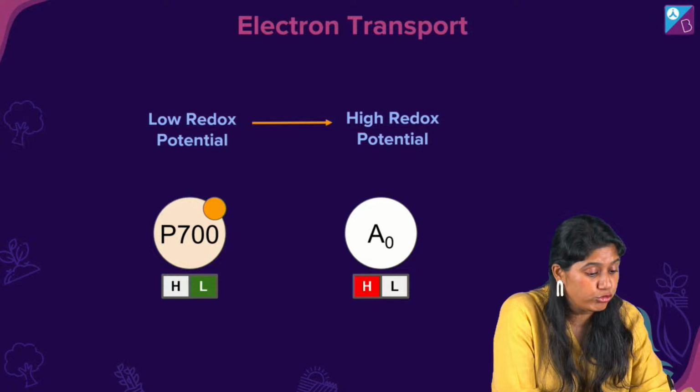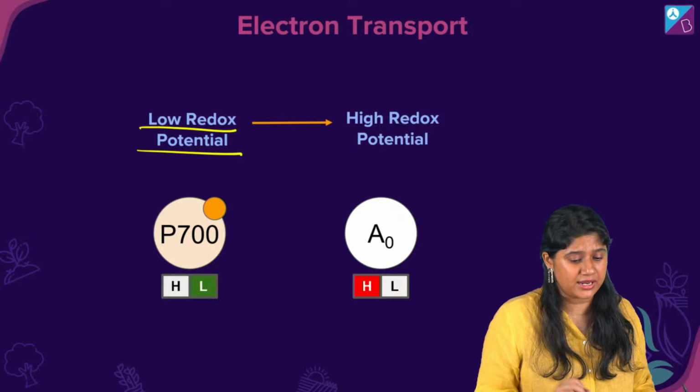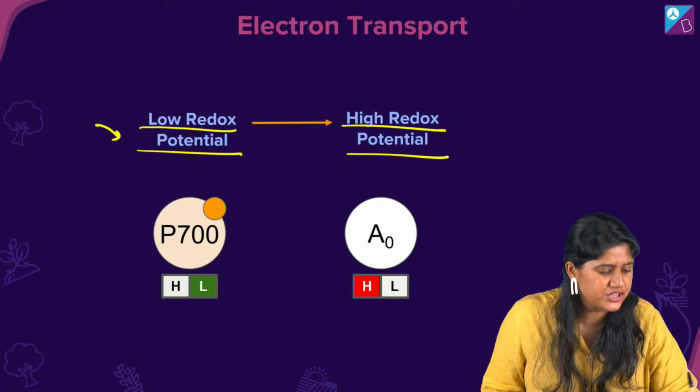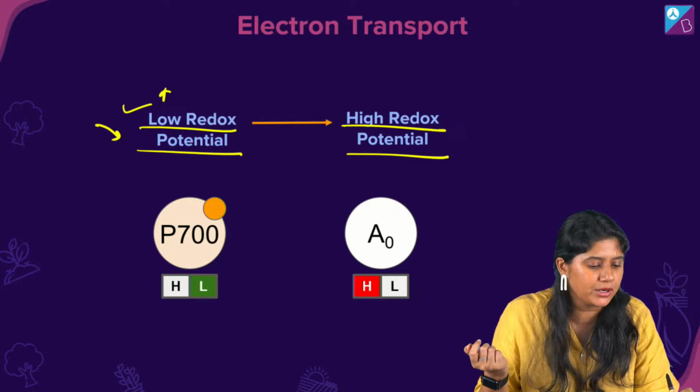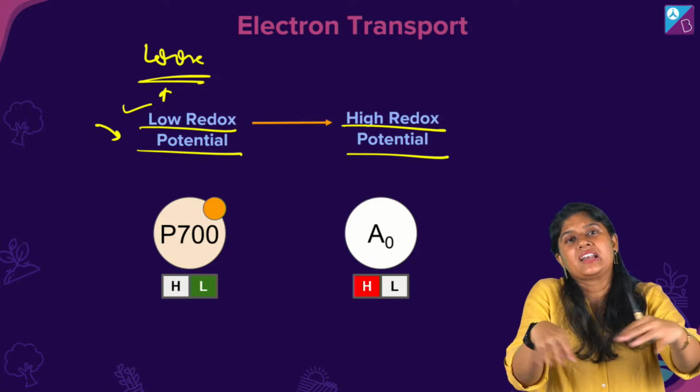Now this is a little extra, but this is very, very important, everyone. Why is it important? Let's understand. We have low redox potential and we have high redox potential. What is the meaning of low redox potential and high redox potential? The molecule with low redox potential, what will it do? It will lose electrons. Everyone remember, lose. It will feel like saying, okay, give away whatever electrons there are. It is a donor, the giver.